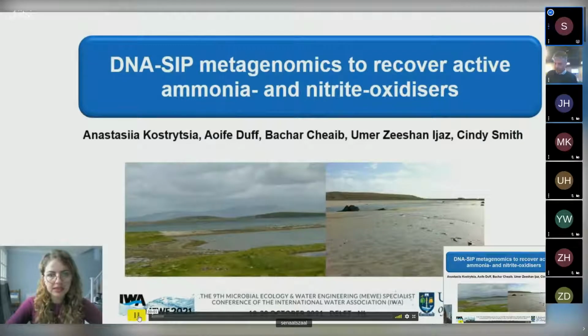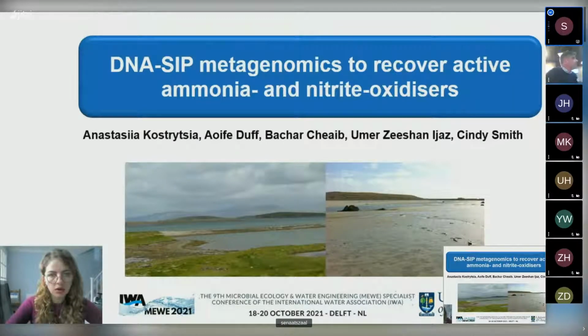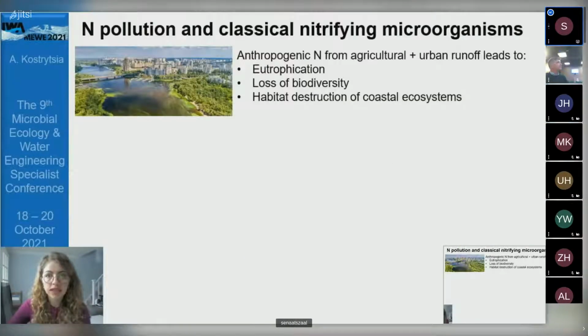My name is Anastasia Kostrycia, and today I would like to present one of my postdoc projects done at the University of Glasgow on DNA-SIP metagenomics to recover active ammonia and nitrite oxidizers. Anthropogenic nitrogen originating from agriculture or urban runoff can often lead to altered or lost biodiversity and general habitat destruction of the coastal ecosystem. Microbial processes within the coastal ecosystem can help to mediate the nutrient load entering coastal waters via various steps of the nitrogen cycle.